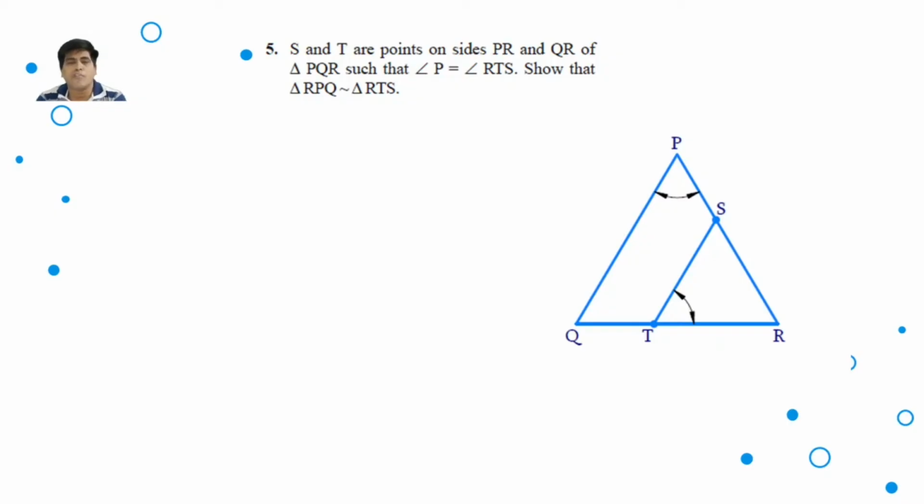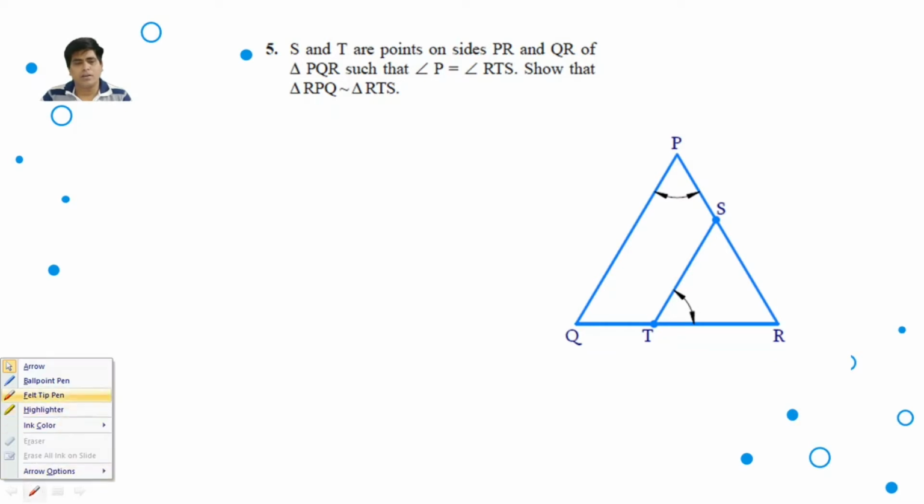Discussing question number 5 in exercise 6.3. Here we go. S and T are points on the sides PR and QR of triangle PQR, such that angle P is equal to angle RTS. Show that triangle RPQ is similar to triangle RTS. So this is the figure according to the question.